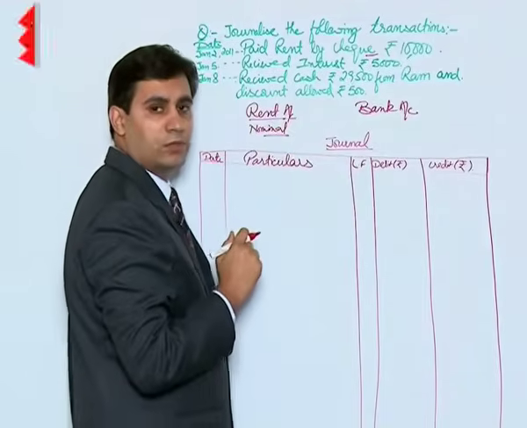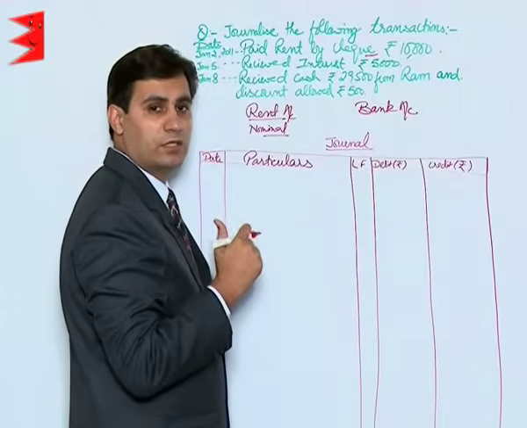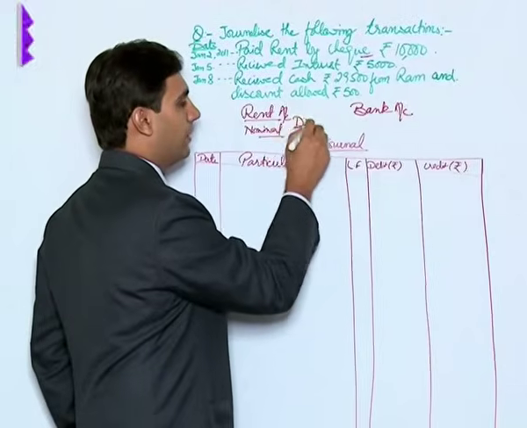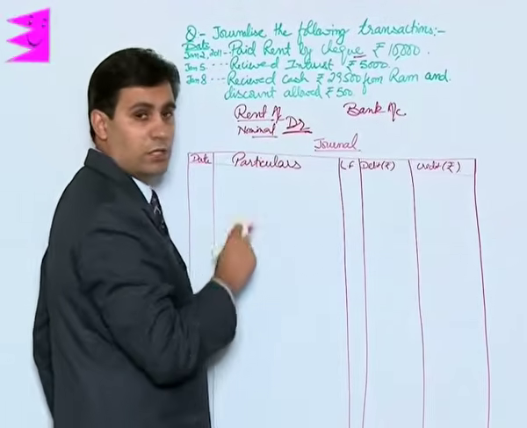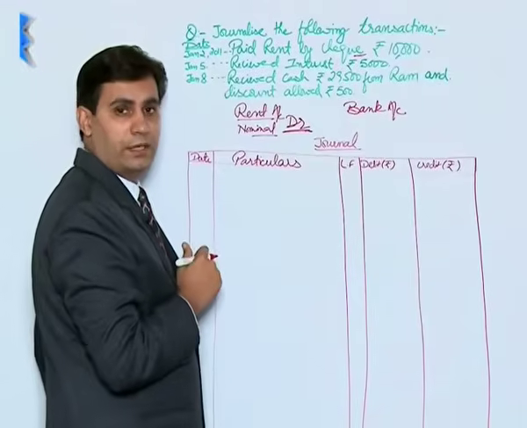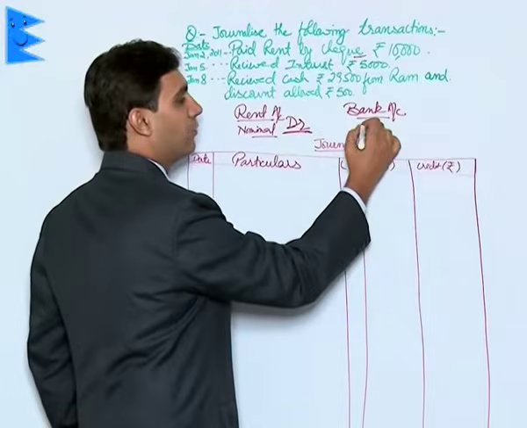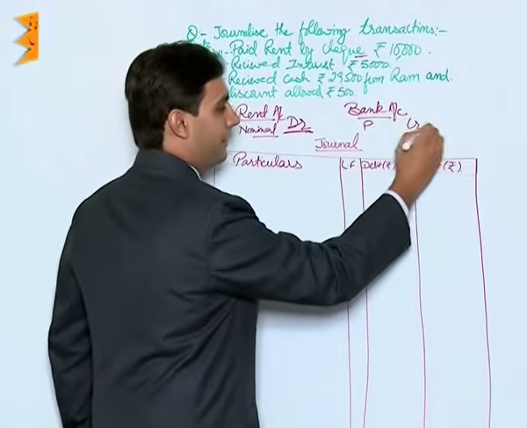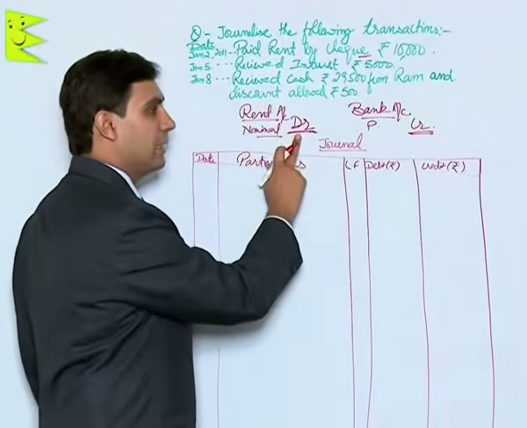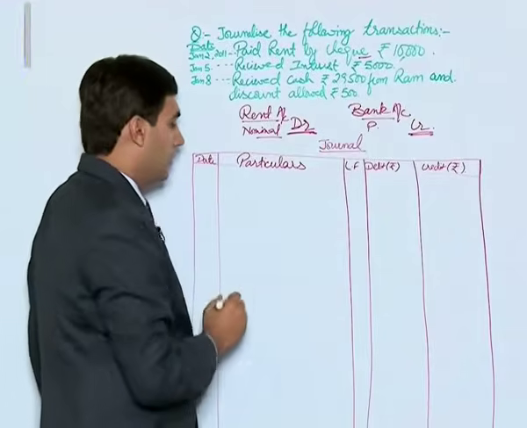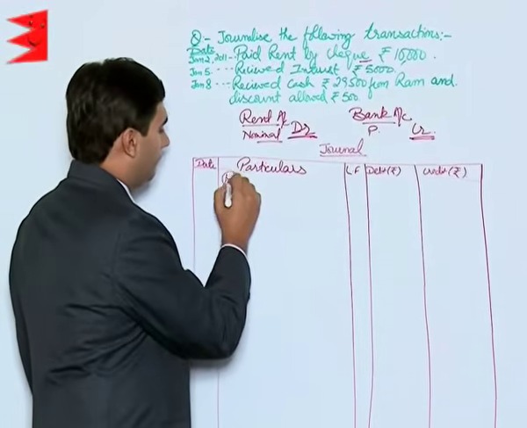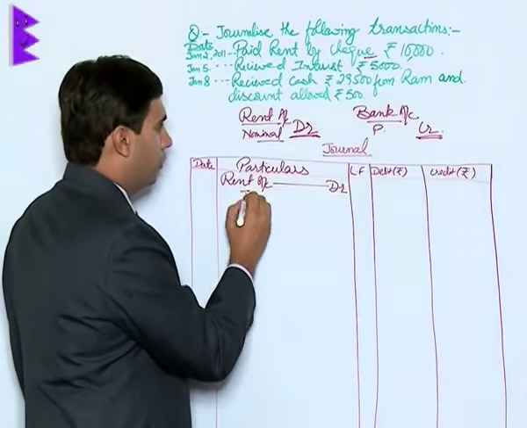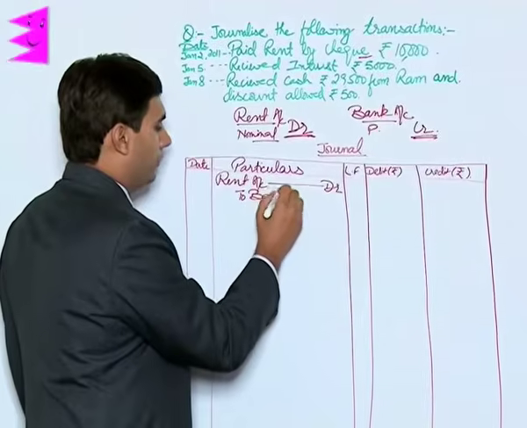And the rule for nominal accounts is debit all expenses and losses, credit all incomes and gains. So since it is an expense, rent account would be debited. And bank is a personal account. By applying the rules for personal account, we can say that it would be credited. So now rent is debited and bank is credited. So this entry would appear as rent account debited to bank account.